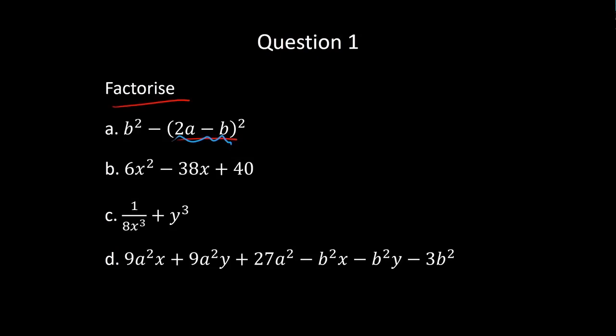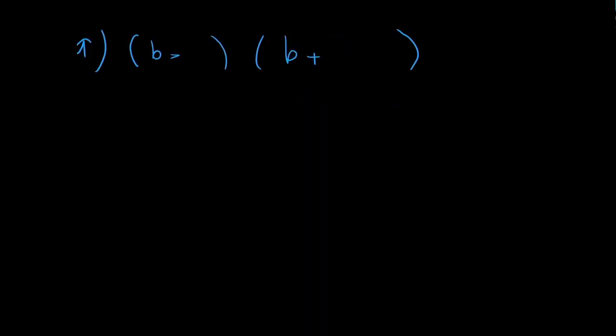So to factorize, I simply take the square root of the first term in both brackets, a minus in one, and a plus in another. Now, because you're dealing with a bracket in the second term, when you take the square root of (2a minus b) squared, you're going to be left with 2a minus b. So remember to put brackets around that, because that will affect your signs. All right, so it's b minus (2a minus b) times b plus (2a minus b).